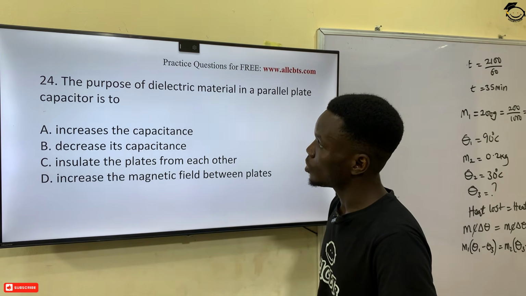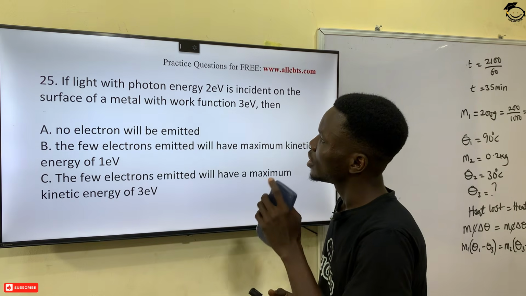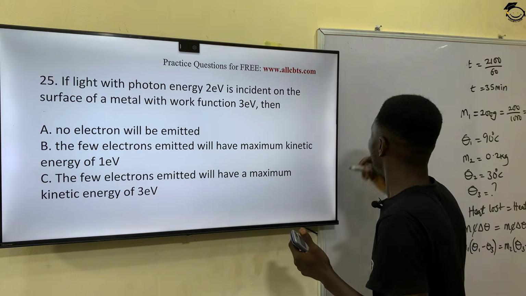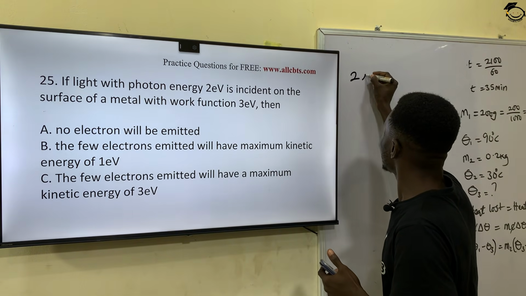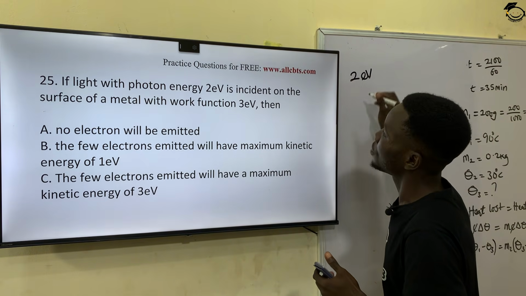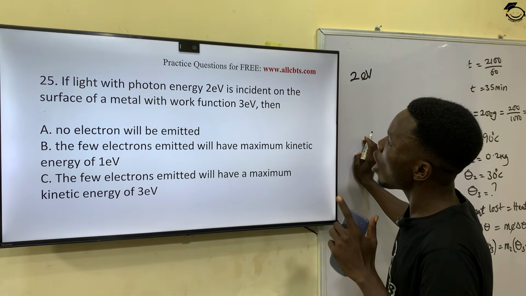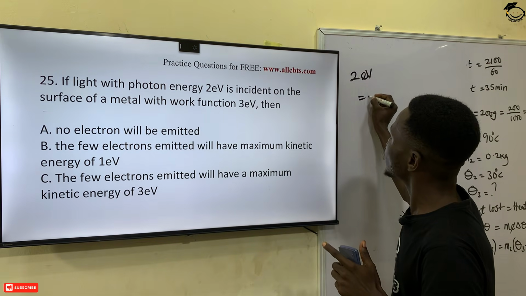So that answers the question number 25. If light with photon energy 2 eV, so we have light with photon energy 2 eV, is incident on the surface of metal with work function, so the work function is 3 eV.